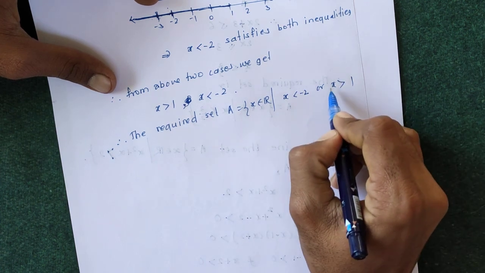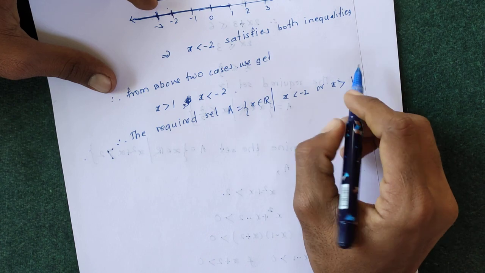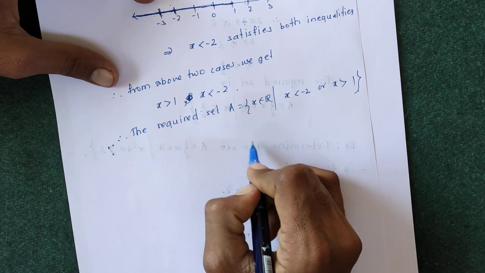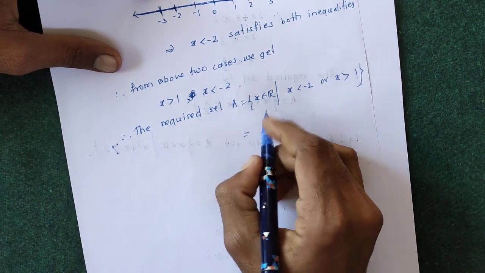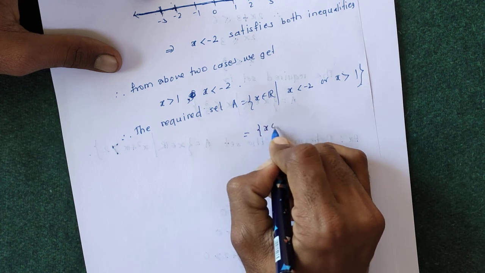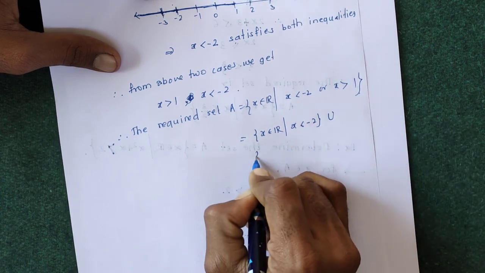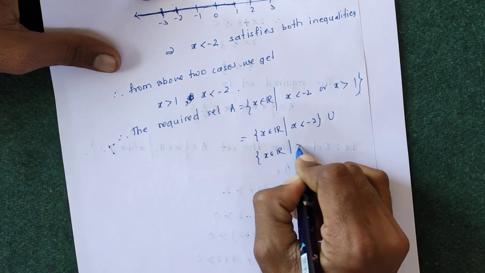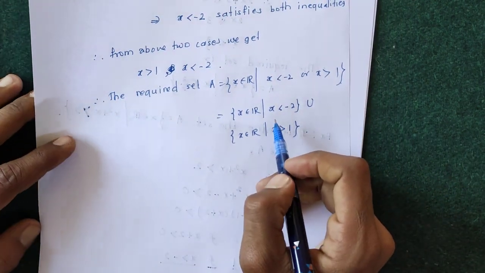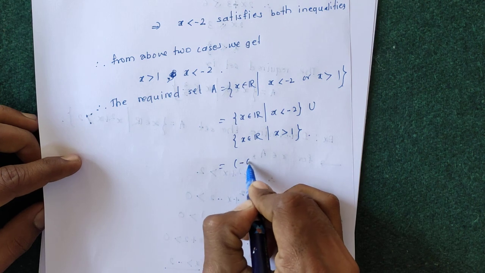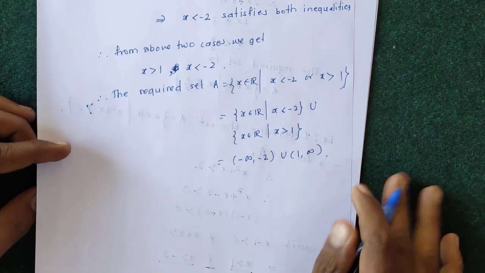So if our x is less than minus 2 or x is greater than 1, then that x satisfies x square plus x is less than 2. So the required set can be written as x belongs to R such that x is less than minus 2, union x belongs to R such that x is greater than 1. Or we can write it as minus infinity to minus 2 union 1 to infinity. This is the required set.